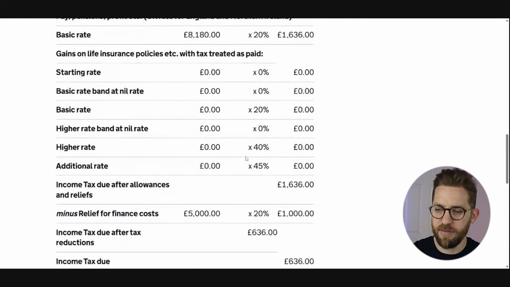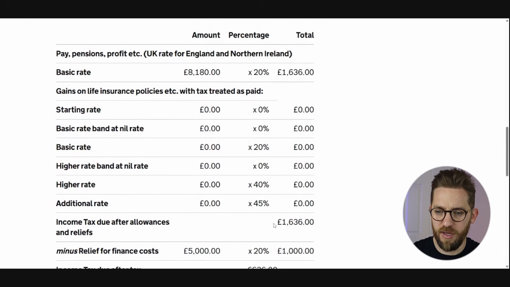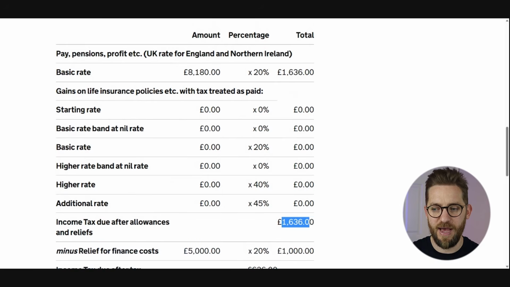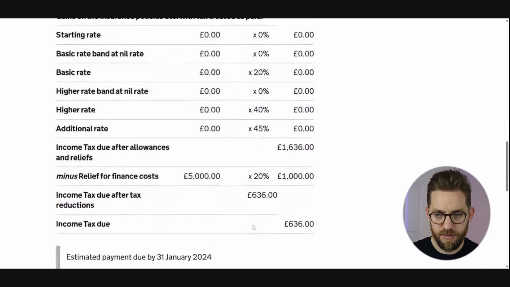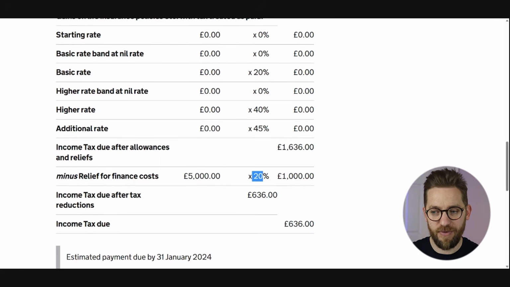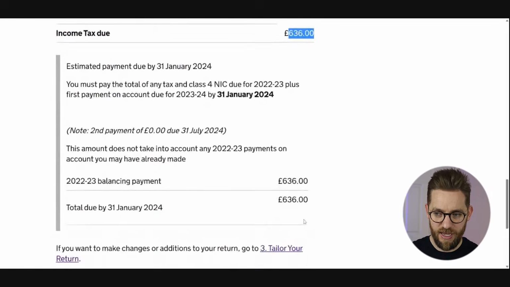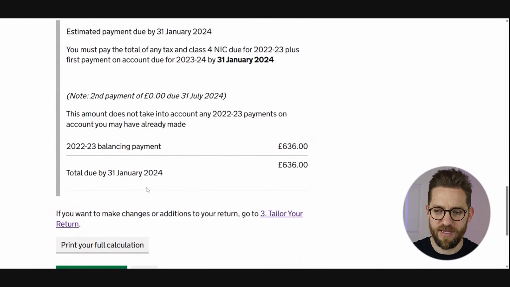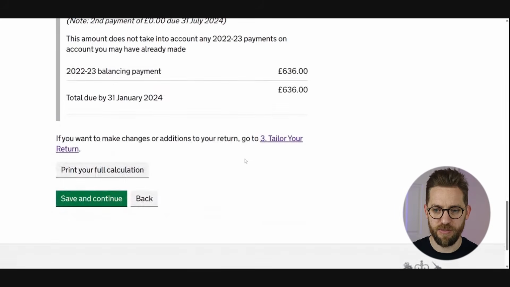And then you can see here I have total income tax due of £1,636, but this is my tax reducer. HMRC are saying, well, you paid £5,000 of financing costs, you can have basic rate tax relief on that, which means you get £1,000 of tax relief. That's why I'm only paying £636 in tax. And again, you've got your breakdown of when you'll need to make those payments below.